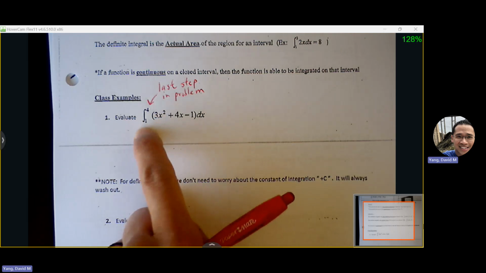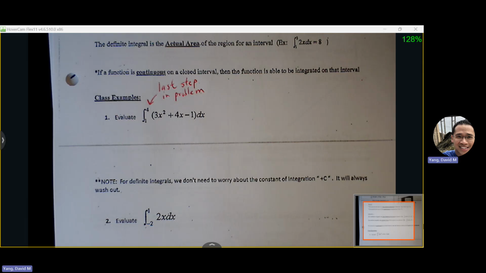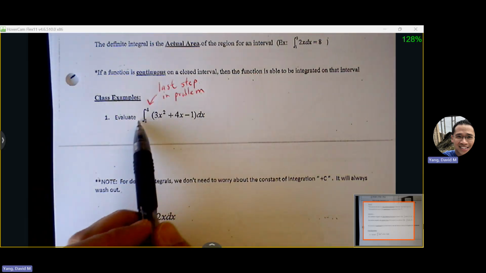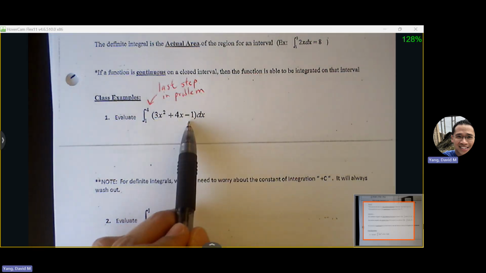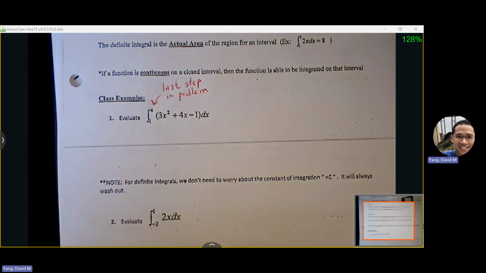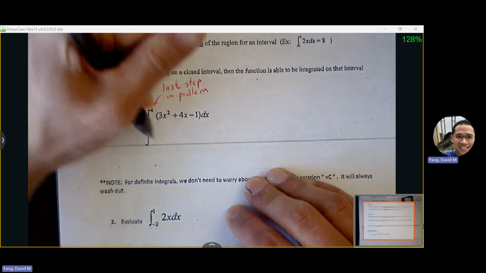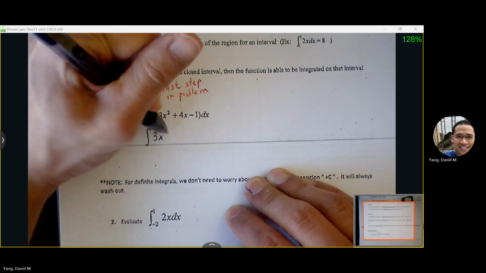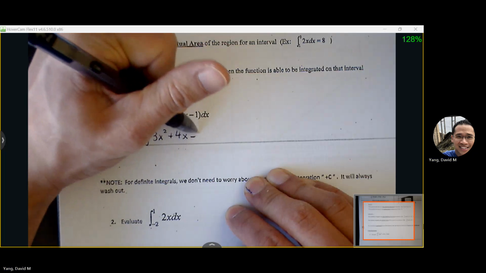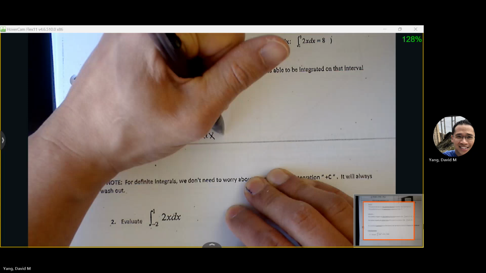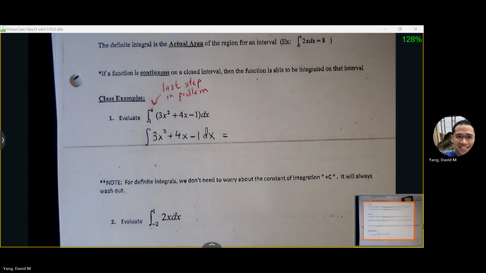Okay, so we're going to imagine as if the bounds aren't there, and we're just going to take the antiderivative of 3x squared plus 4x minus 1 and treat it as if the bounds aren't there. So I'm going to start off doing this problem. Again, whenever you see bounds, ignore them. That's the last thing that you do. We're going to first take care of that indefinite integral. The indefinite integral is the process without the bounds.